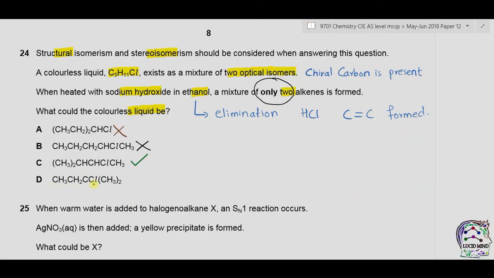Now moving towards part D, we have CH3, CH2. Then we have carbon having chlorine, CH3 and CH3. Now with this carbon we can see that 2 similar groups are present, so therefore no chiral carbon is present. So option D is incorrect. The correct answer is therefore C.